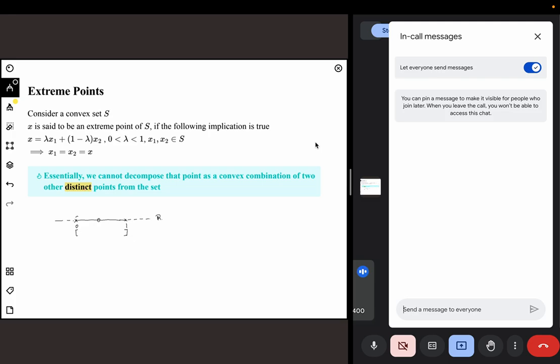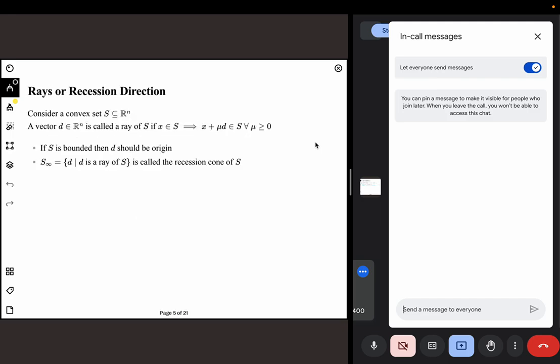It also makes intuitive sense that these are the boundary points, or extreme in the sense that you cannot decompose them. That's why they're called the extreme points. Now, if you extend the same idea, here you have a bounded set. When you have a bounded set, you have extreme points. But what if you have an unbounded set? That's where the concept of rays and recession direction will come.